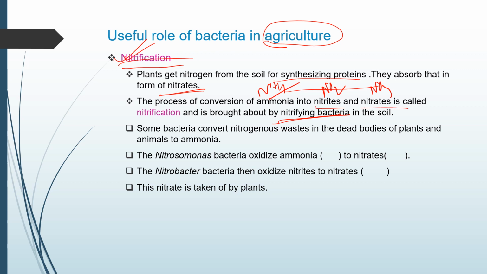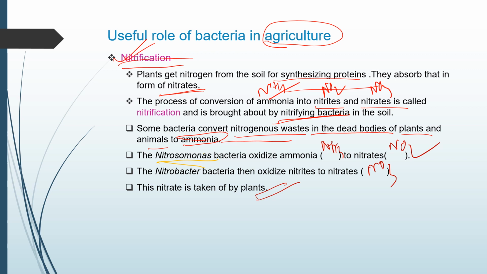There are some bacteria which convert the nitrogenous waste of animals or the dead bodies of plants and animals to ammonia. A few important bacteria: Nitrosomonas is a very important bacterium which is oxidizing the ammonia to nitrites, and Nitrobacter then oxidizes the nitrites to nitrates. This nitrate is taken up by the plants and is used in several biochemical processes. So this is all that is happening.